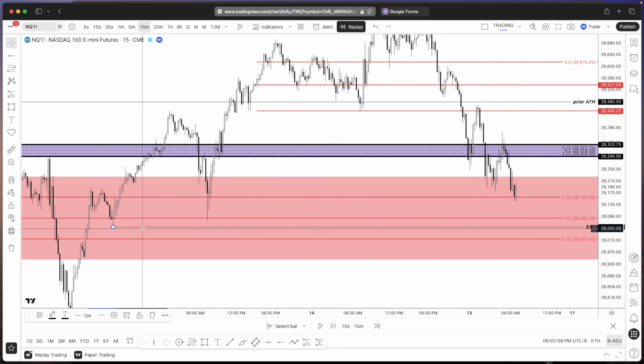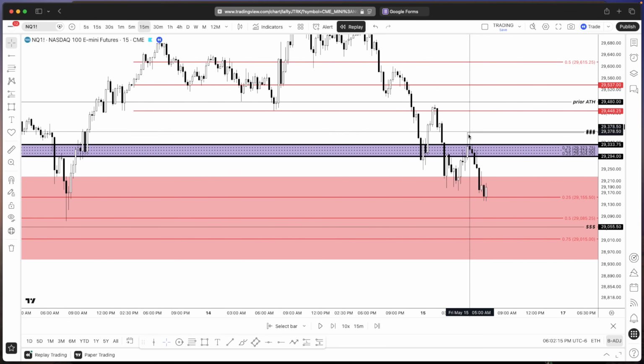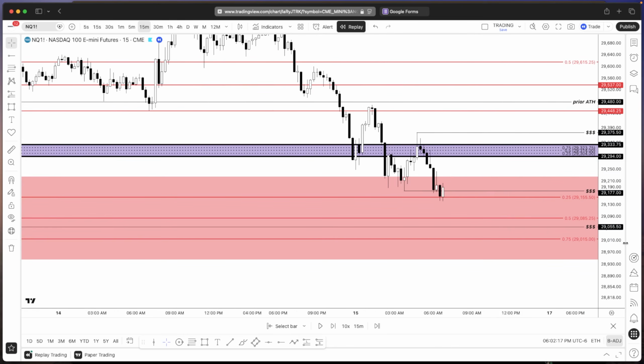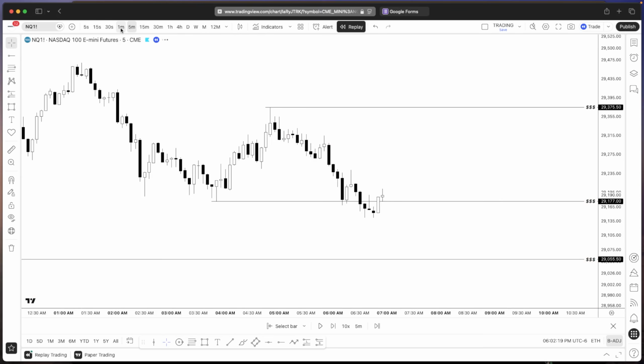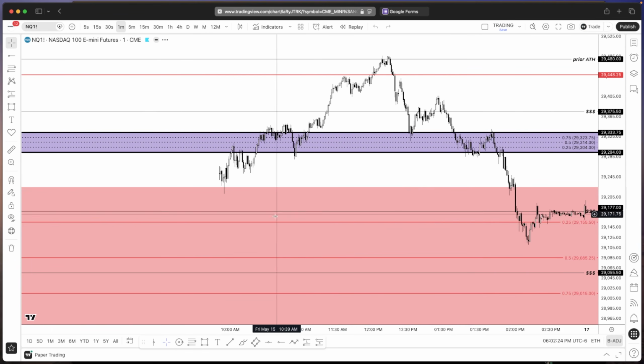Now, knowing that today was OPEX, and what does OPEX mean? OPEX means that all the contracts are expiring. You're going to assume that it's going to be more choppy. So the market had already ran lows at 177. Understand that. Okay. So we dropped down. Let's see what happened on market open.